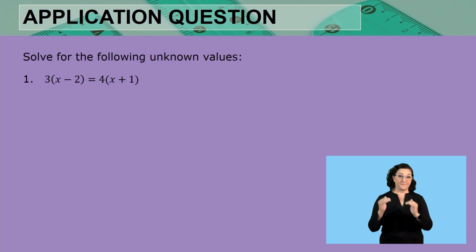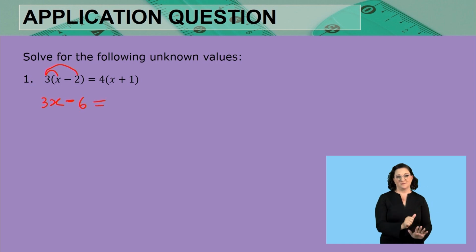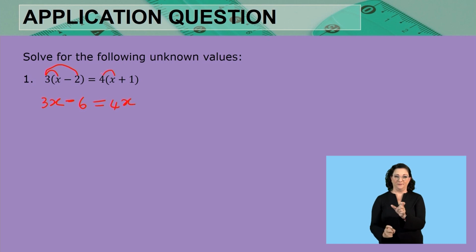Now when we have brackets, the easiest way is to distribute those brackets. So 3 multiplied by x is going to give us a 3x. And we are subtracting in this bracket, then we have a 3 multiplied by 2, that is a 6. And this is equal to 4 multiplied by x, which is 4x. And we are adding in that bracket, so 4 multiplied by 1 is a 4. So now we are going to work with this equation and we are going to solve for it.